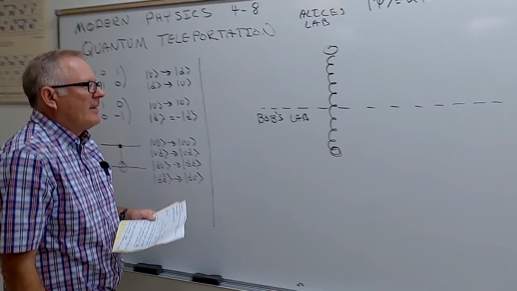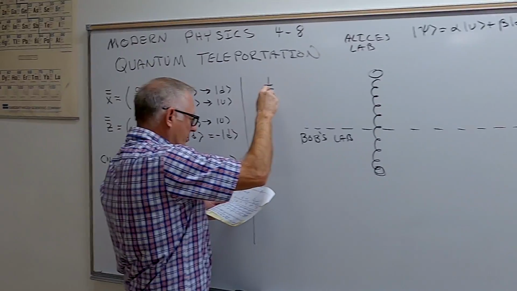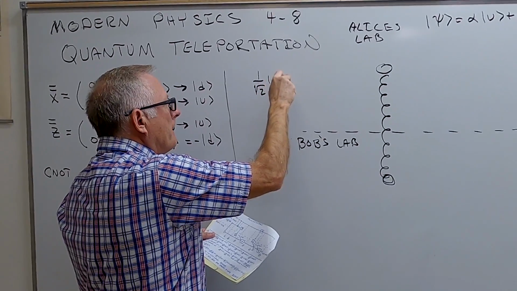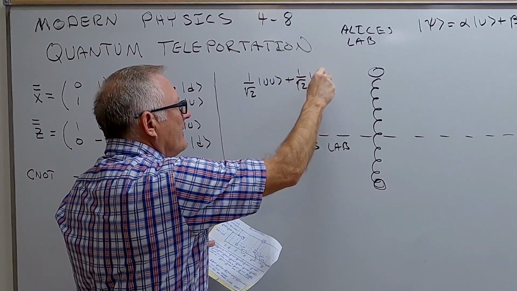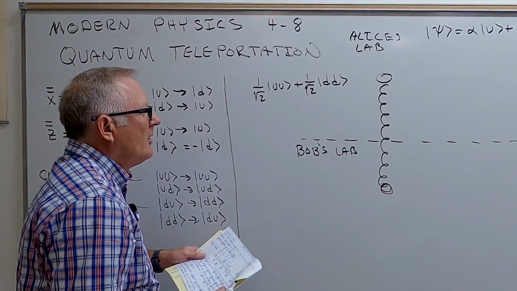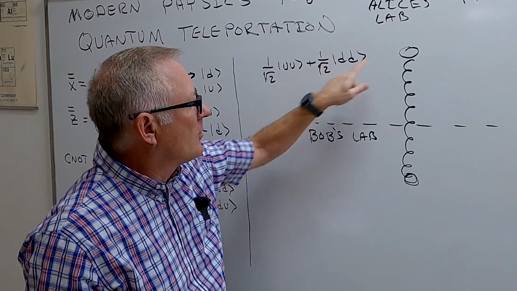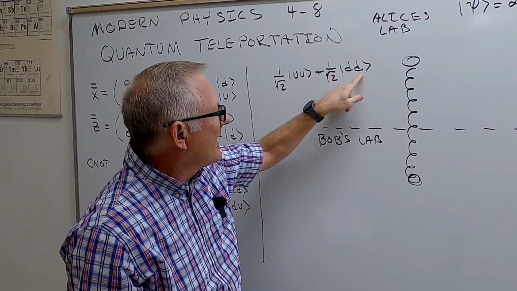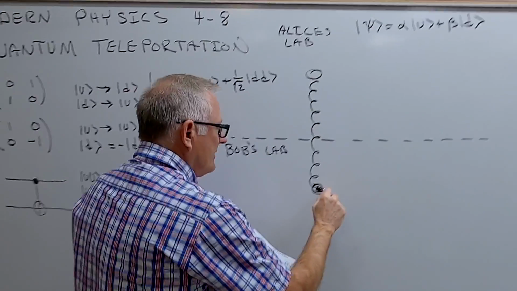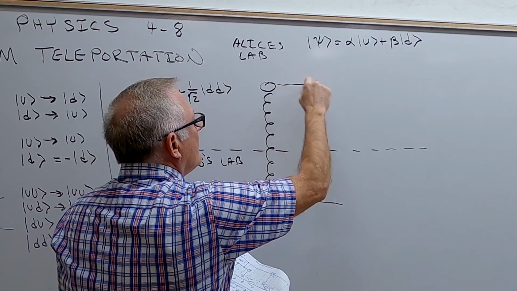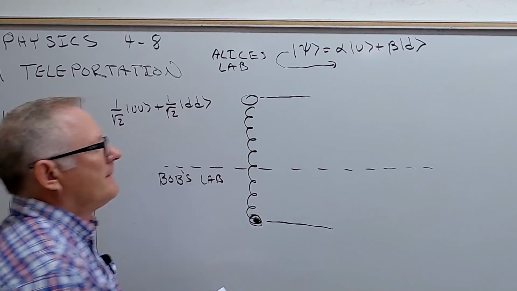And the quantum entangled state I'm going to use is 1 over the square root of 2 up, plus 1 over the square root of 2 down. That's a quantum entangled state. So the first up right here corresponds to this one, and the second up and down correspond to this one down here. I have 3 particles right here. They're right there. Okay.